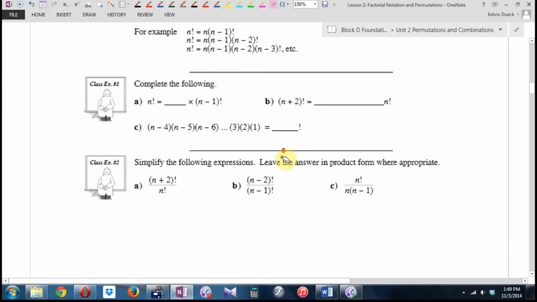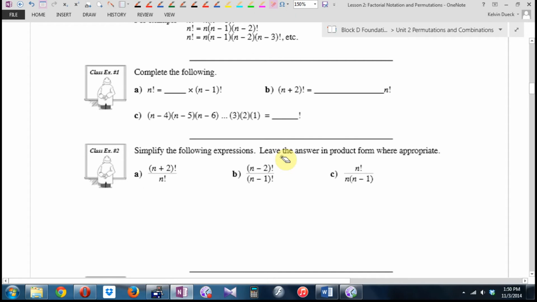Let's do some examples. First of all, it says complete the following. So we're going to do some algebra here. N factorial is the same as what times (n minus 1) factorial? That's part of the definition. Okay. (N plus 2) factorial is equal to what times n factorial? Well, first of all, it would be that.